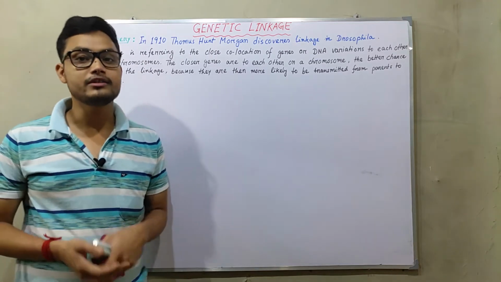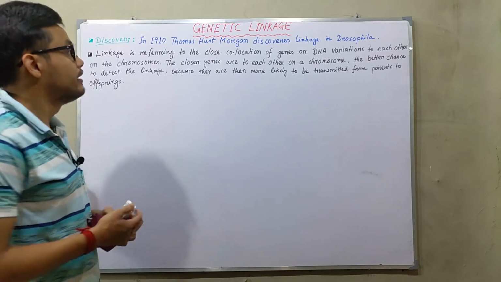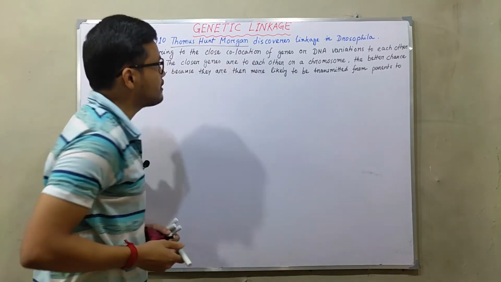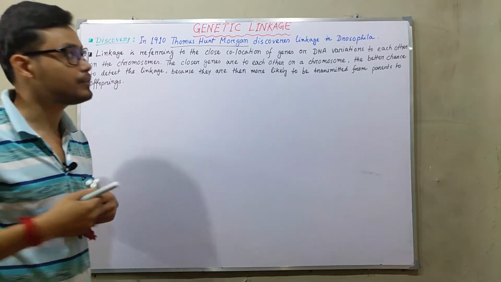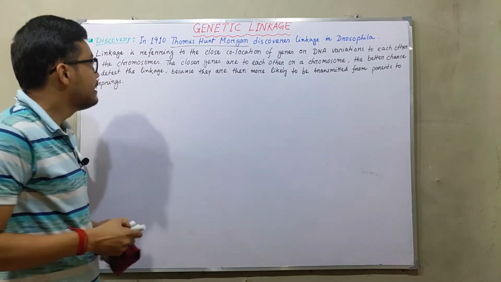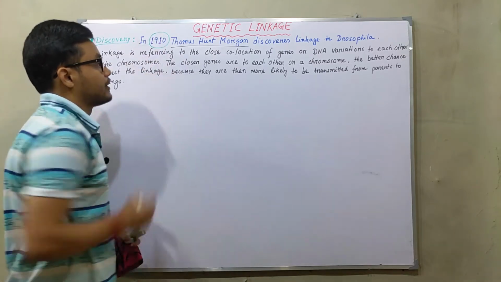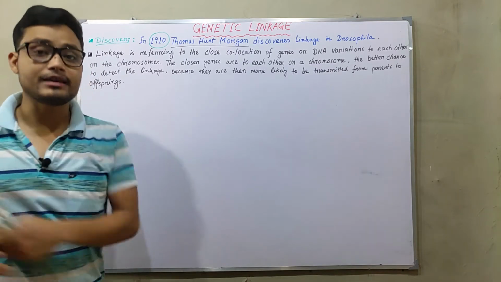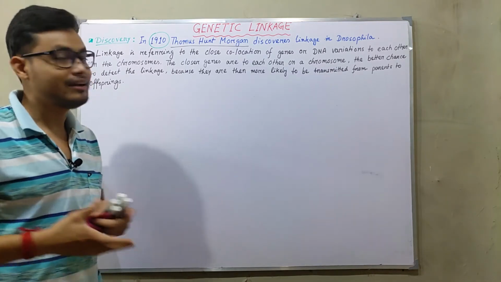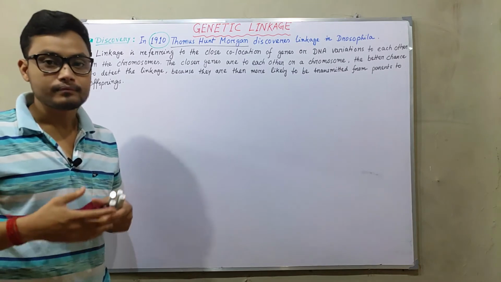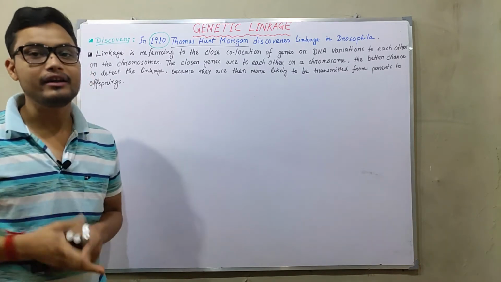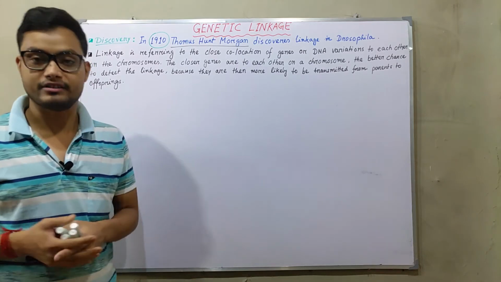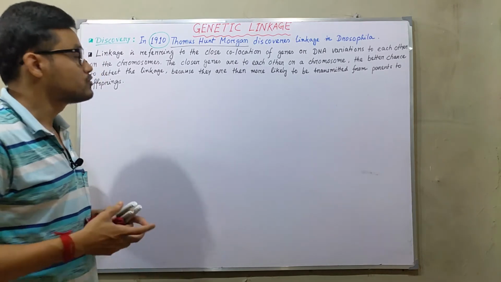Firstly, the discovery of linkage was made in 1910 by Thomas Hunt Morgan. He discovered this unique pattern of inheritance in Drosophila melanogaster. Now we know that linkage is an exception to Mendelism or Mendelian genetics. These inheritance patterns are completely different from the Mendelian inheritance pattern, that is monohybrid cross or dihybrid cross. So what is linkage?